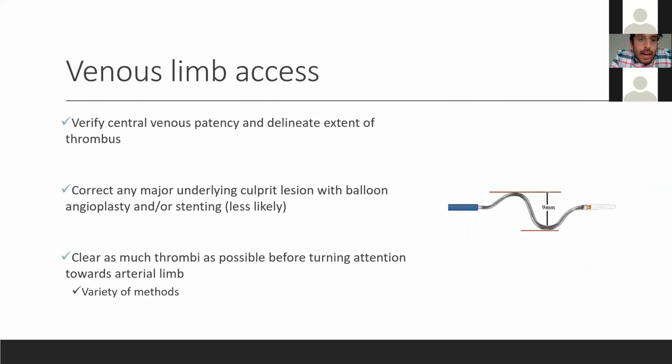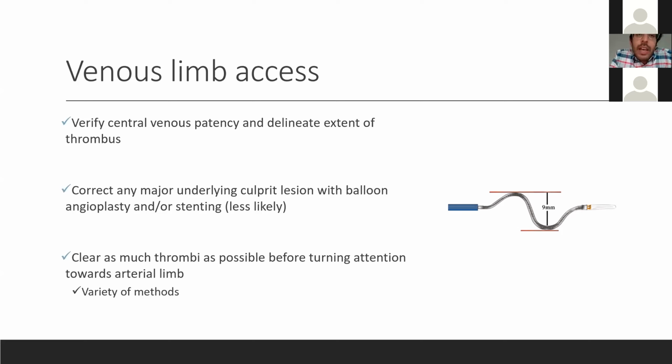And then after I get both of those accesses, we start by going centrally, and we want to verify that the central veins are patent, and you want to delineate the extent of thrombus as well. So we want to check that the central veins are open, and then we want to puff contrast until we figure out where the axis is actually starting to clot. And if there's any major underlying culprit lesion, you want to address that up front.